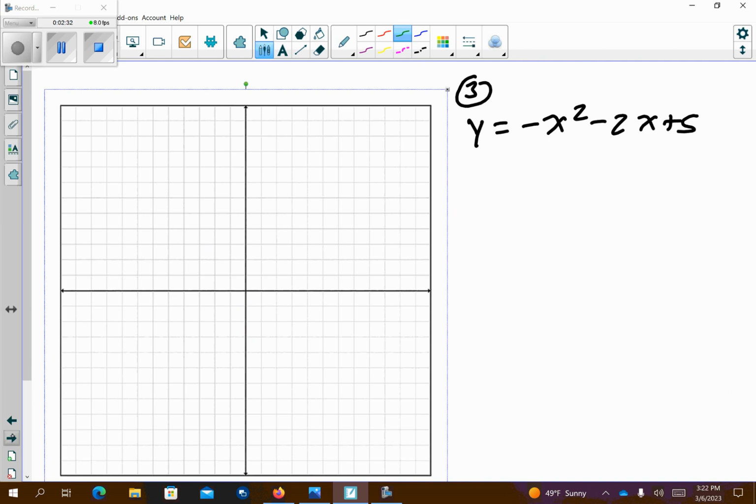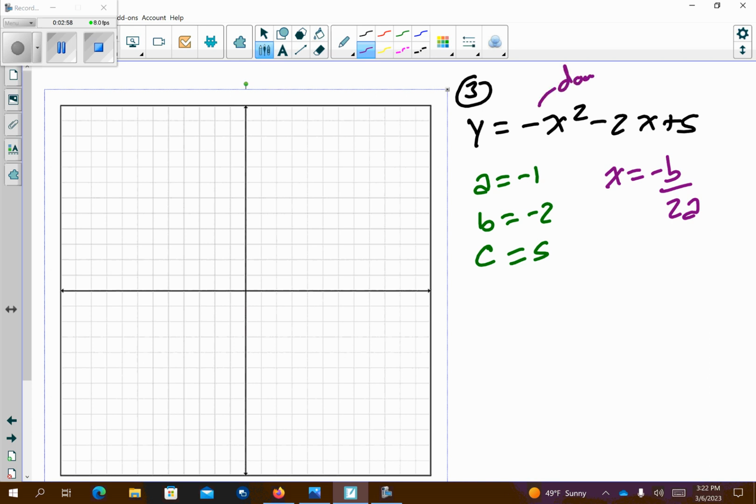Problem number 3 looks a little bit different. Remember, we have to do the a, the b, and the c. And then I'm going to have x equals negative b over 2a. And remember, you can write anything down on the sheet of paper I provided for you, and you can use that on the quiz that we'll have on Wednesday. Okay, so this goes down because of the negative. And then I'm going to go negative b, so I get negative negative 2 over 2 times negative 1, which gives me 2 over negative 2, which gives me negative 1. That's my axis of symmetry right there.